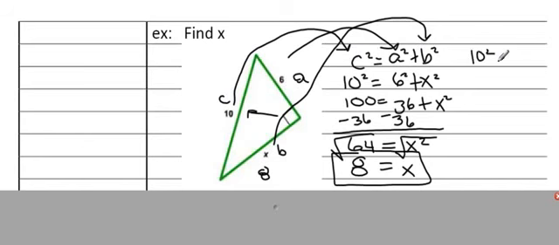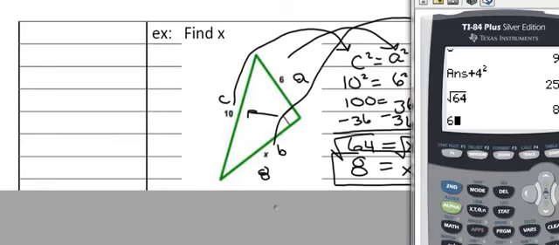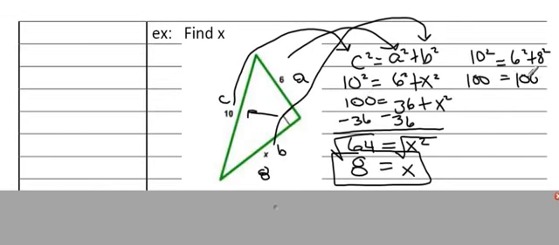10 squared should equal 6 squared plus 8 squared. So we know 10 times 10 is 100. Does it equal 6 squared plus 8 squared? And it's also 100, so yes, it equals 100. So yes, we did this properly.